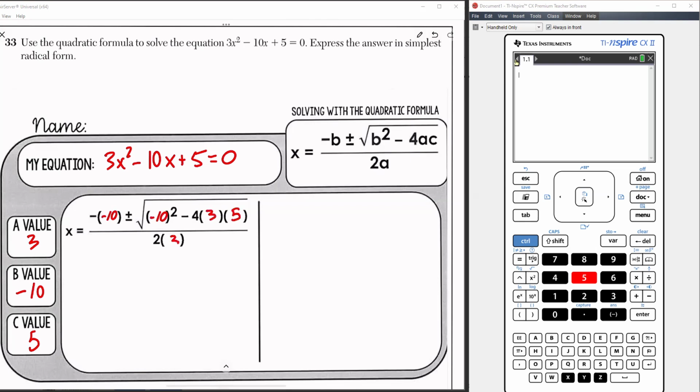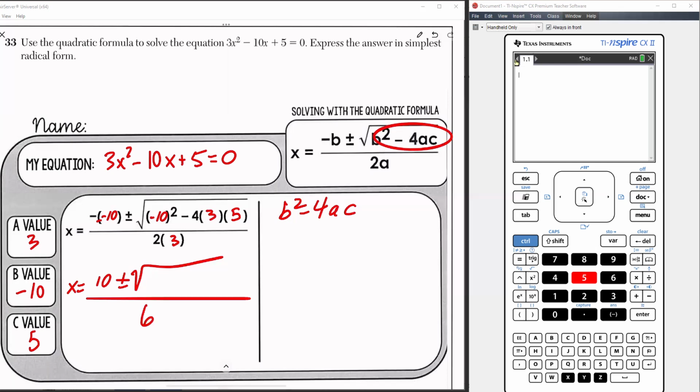This is 3. So what we're going to simplify it to at this point is going to be a positive 10, because a negative times a negative is positive. We're going to have plus or minus, and then we're going to figure out what this b squared minus 4ac part is in here, because we're going to have to simplify it. And then we got 6 down here because 2 times 3 is 6.